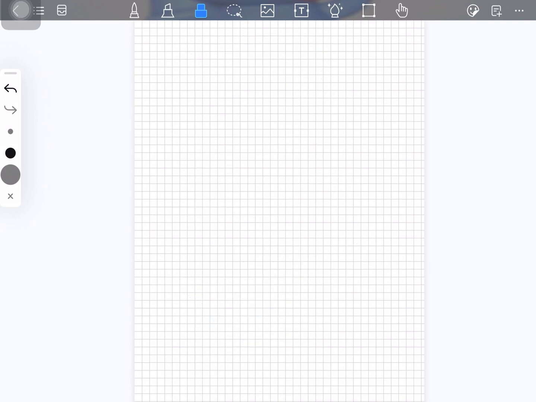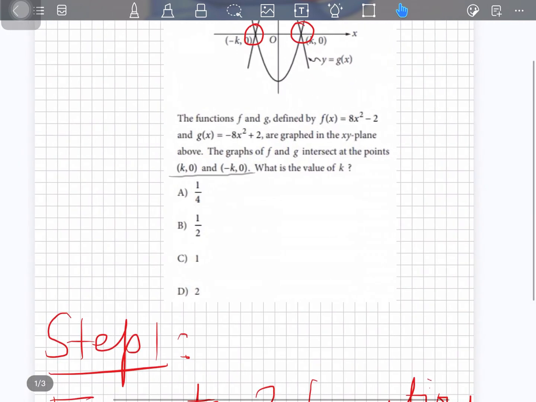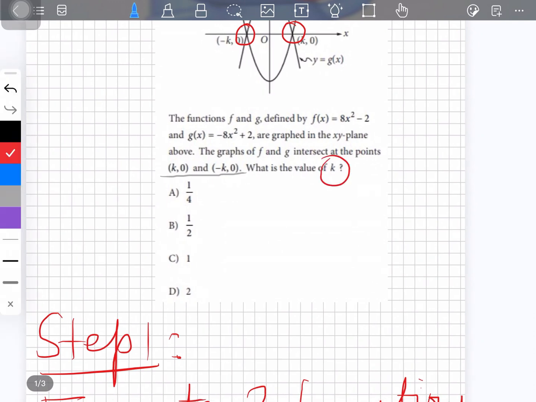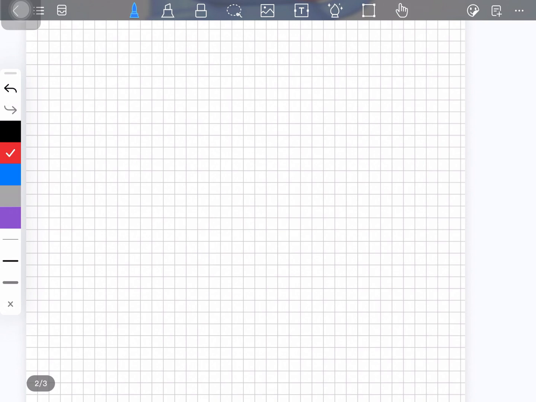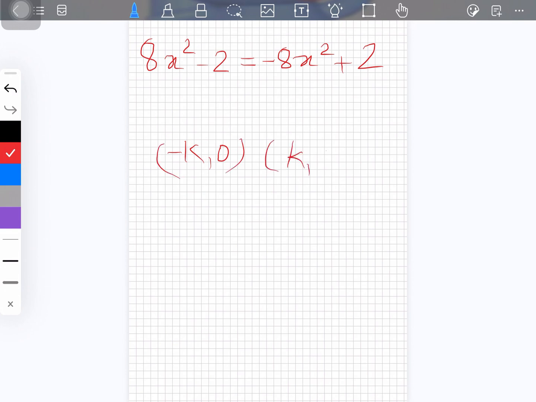So yes, let's go back, and since we only need to find the value of x, the k is the x coordinate, as you can see here and here. So let's do that. Let's equate both of them. I hope you learned why we're equating them. Once we equate them, what we will get is 8x square minus 2 is equal to minus 8x square plus 2. And since minus k comma 0 and k comma 0 are the points of intersection, they will fall into the equation of the parabola.